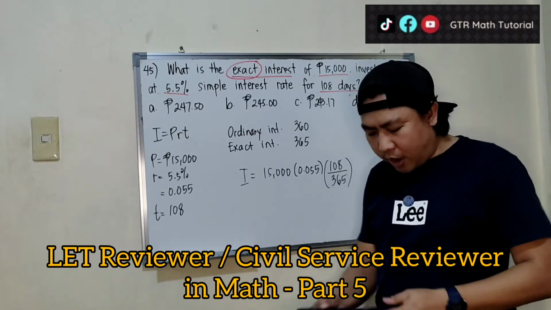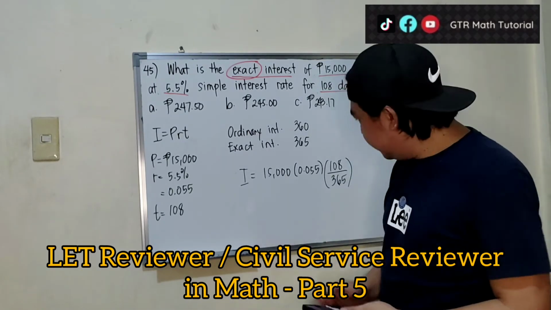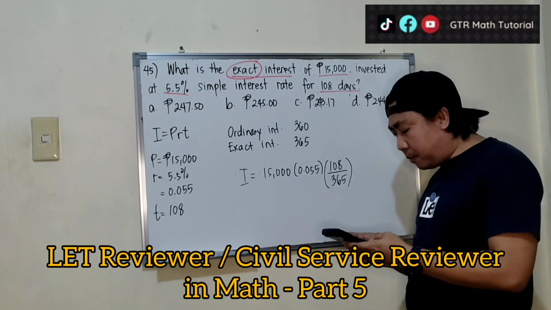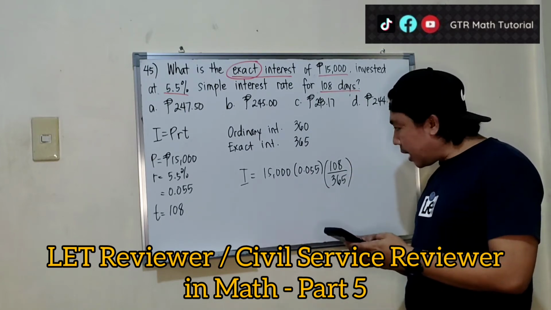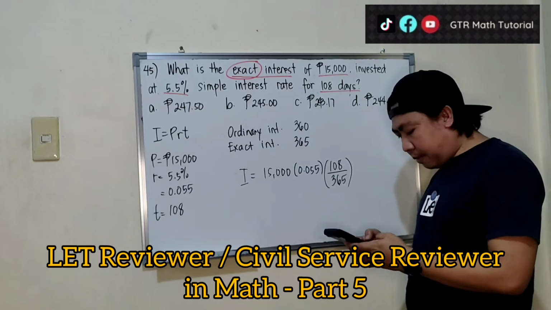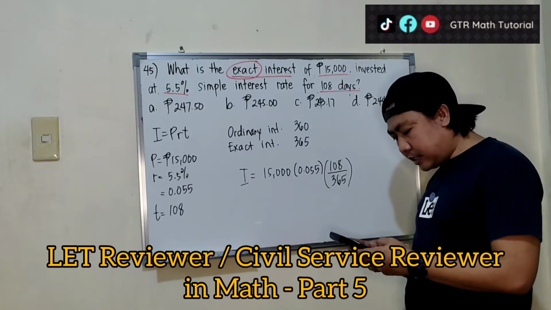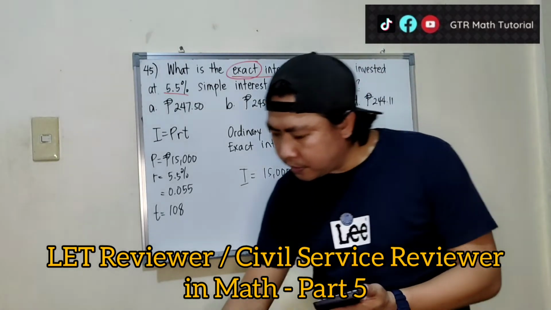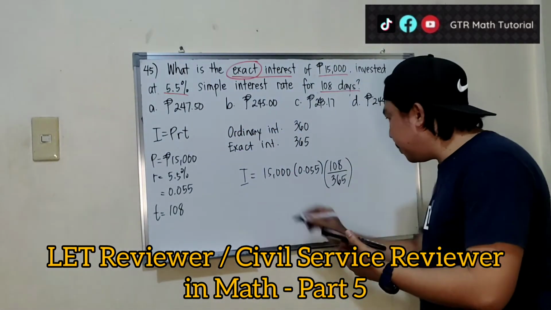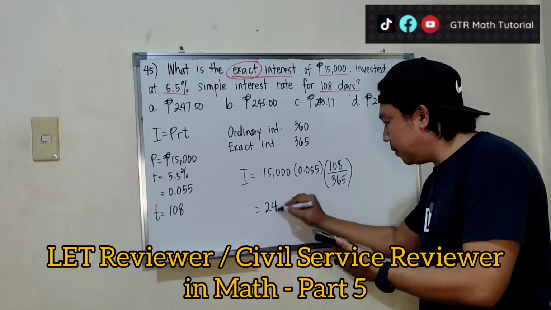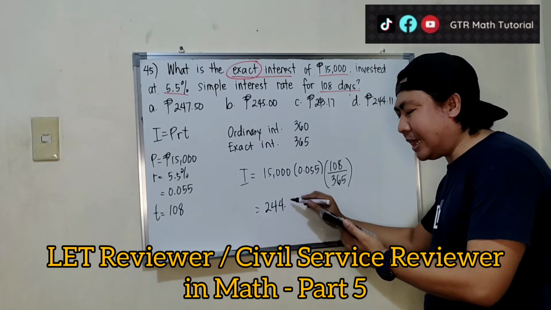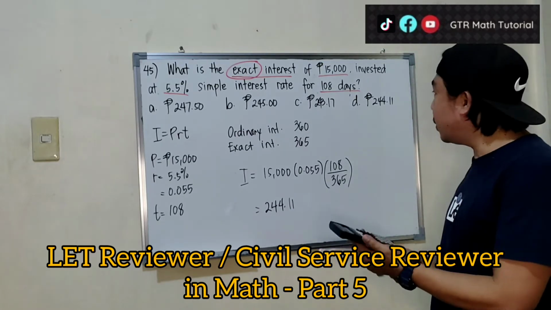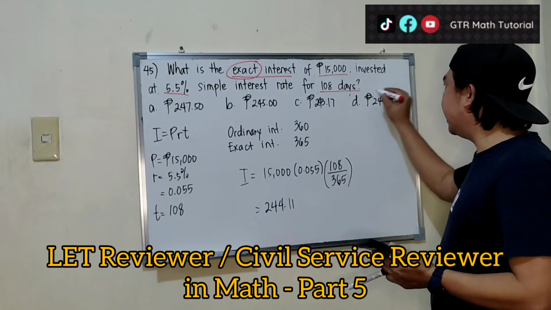Medyo mahirap i-manual. Okay, so multiply nyo lang yan. Multiply itong tatlo, divide by 365. So magiging sagot, 15,000 times 0.055 times 108 divided by 365. So the correct answer is 244.1095. Hindi magiging 11 na. Okay, so ang tamang sagot ay letter D.